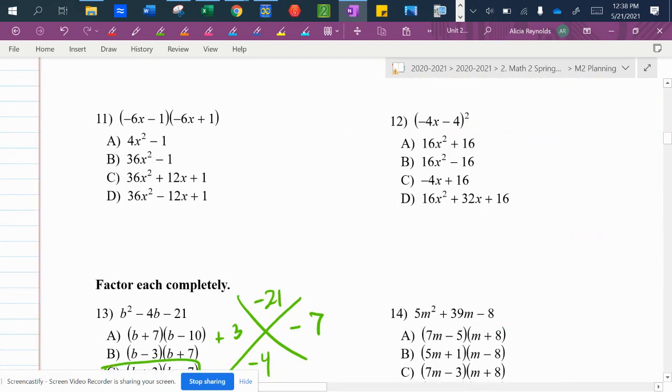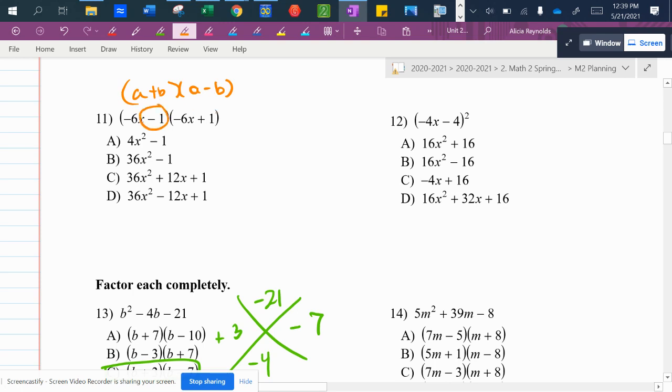Here, this is going to be a difference of squares. So notice I have a binomial, a plus b times a minus b. All this plus and minus means that these are opposite. So I have negative 1 and positive 1. So I multiply this out. My middle term is going to go away. Negative 6x times negative 6x is positive 36x squared. Then I get negative 6x plus 6x minus 1. So this is going to go away, and I get B.